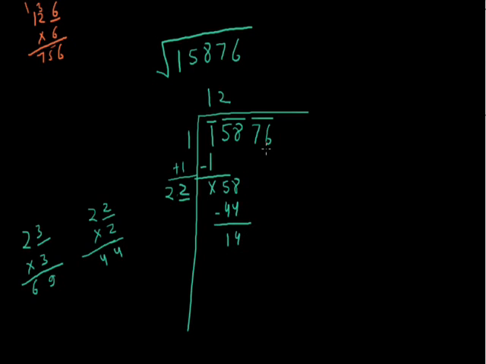14 is left. We have to copy the next period, that is 76. Now in this divisor we have to add the quotient, that is 2. The last quotient is 2. So we have to add 2. Now 22 plus 2 that is 24 with a blank. Now again I have to fill this blank with a digit such that the product of the number and that digit becomes 1476. So think of the number.